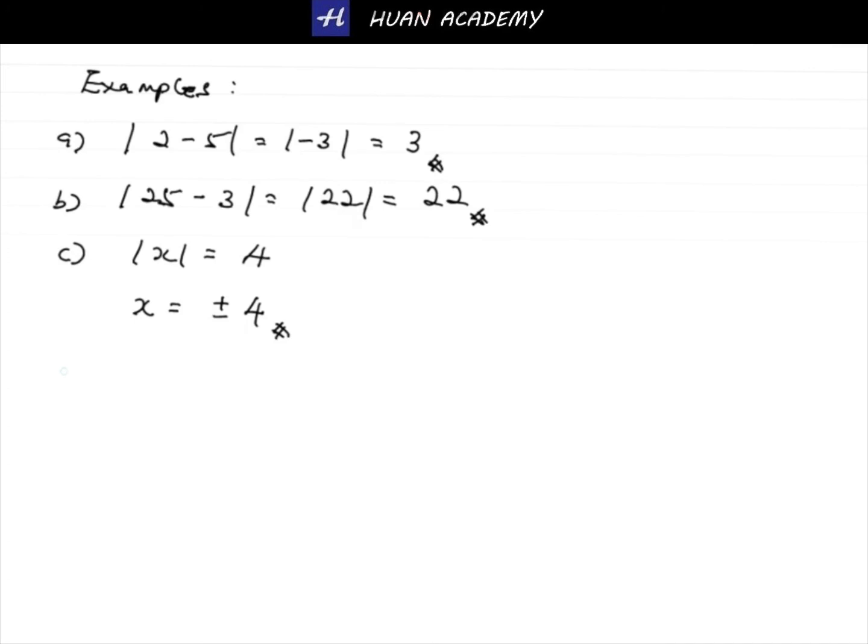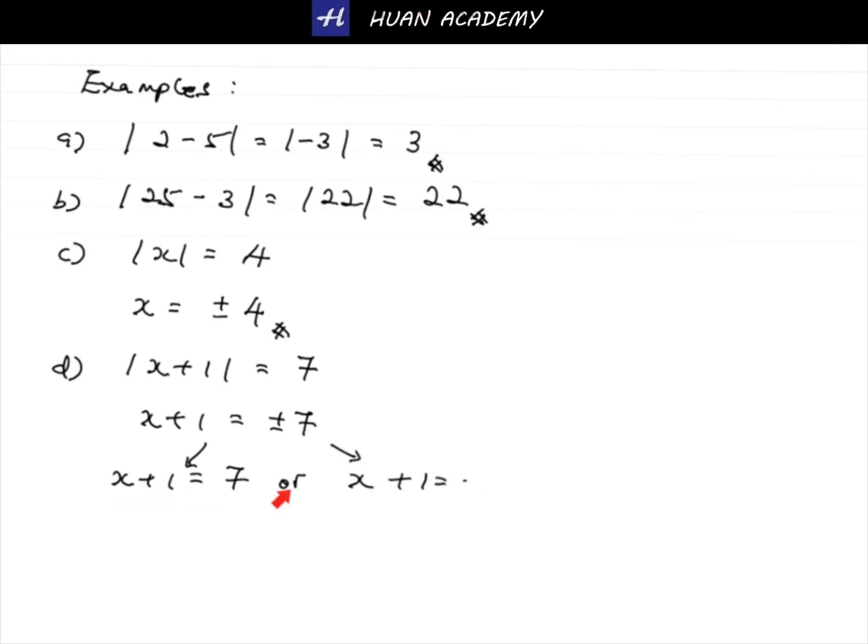And the next example: what is the solution for modulus of x plus 1 equals 7? As we have learned in the previous example, x plus 1 could be either positive 7 or negative 7. So we will break it into 2, where x plus 1 equals 7 or x plus 1 equals negative 7, to be solved respectively. Finally, we get the answer x equals 6 or x equals negative 8. So there are two answers for this question.